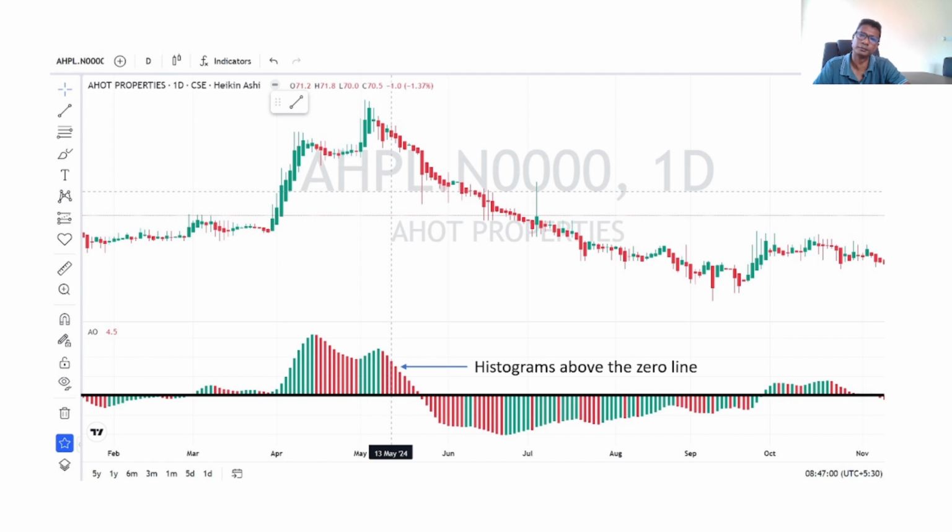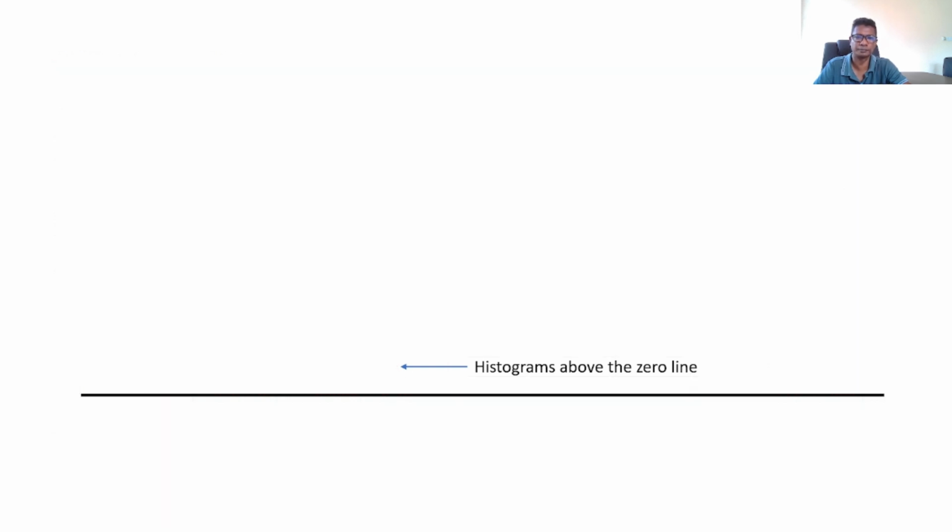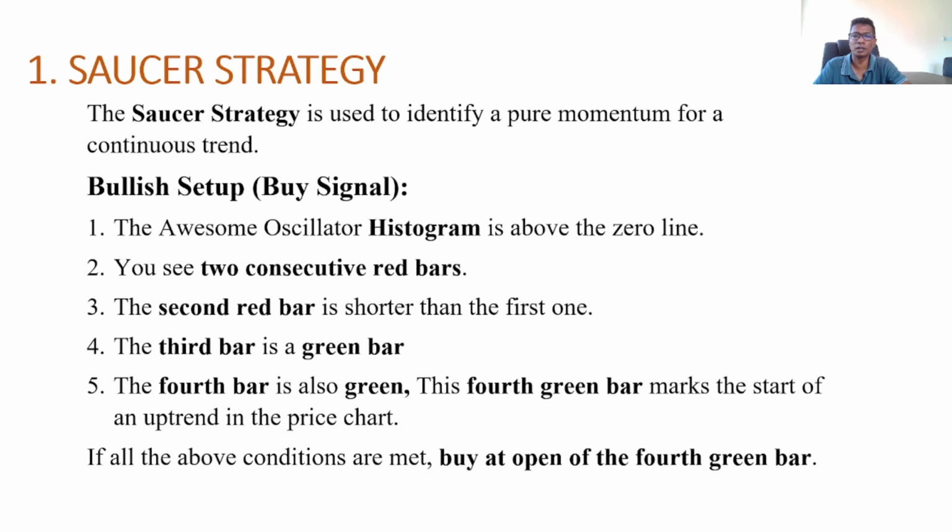Now I am taking a chart of the actual market. Now you can see histograms above the zero line. For a buying signal, the following conditions have to be fulfilled. The first one, the Awesome Oscillator histogram is to be above the zero line, as I showed you in that chart. Second, you see two consecutive red bars. Third, the second red bar is shorter than the first one.